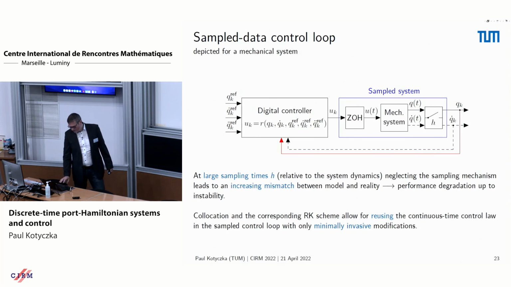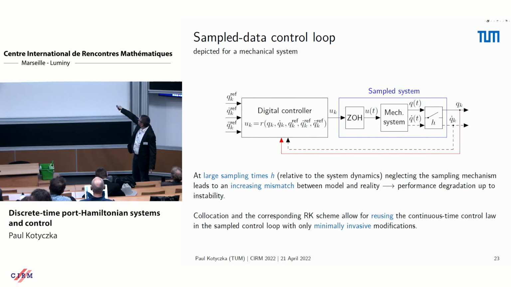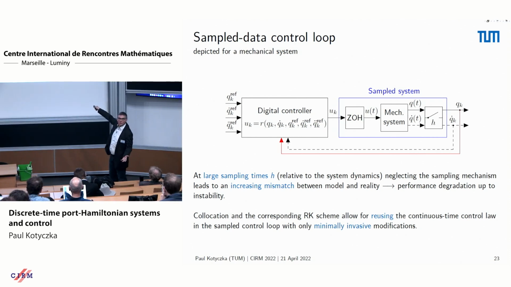Okay, so this is the setting in a typical control loop for a mechanical system. We have a continuous time mechanical system. We have this frequently zero order hold, so we have some input shaping mechanism which shapes the control signal per sampling time. We sample, typically at equidistant sampling times.